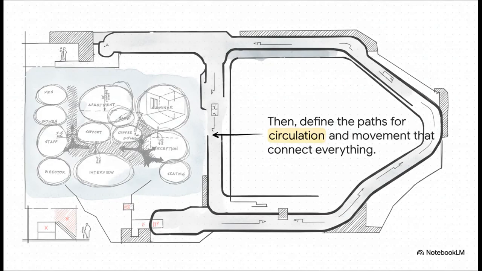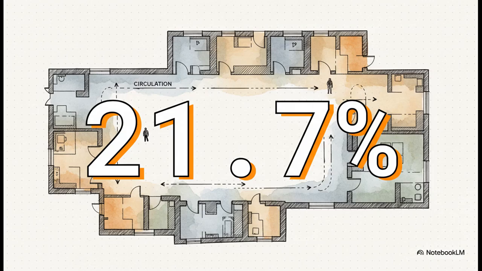No, the next step is to figure out how people are going to move through the space. These hallways and paths, what we call circulation, are so critical. They tie everything together, they have strict building codes, and, as you're about to see, they take up a shocking amount of your total area. And this number just proves it. Look at that. In this plan, almost 22% of the entire square footage is just for circulation. That's more than a fifth of your valuable space gone just for getting from point A to point B.